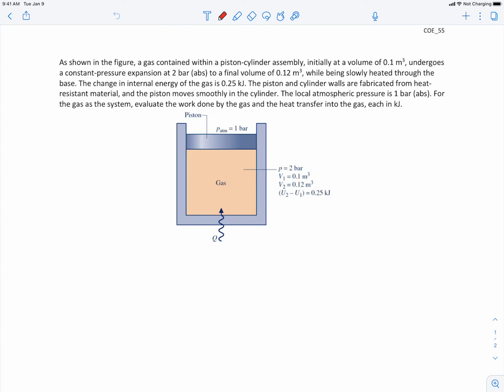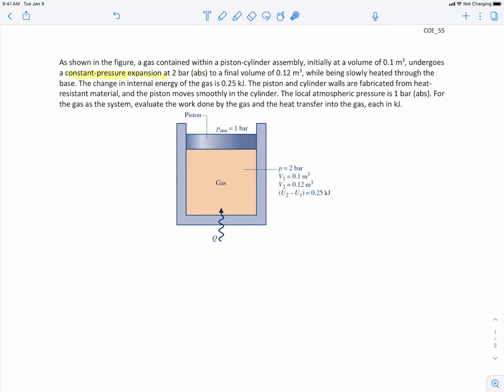We're told here that we have a gas contained within a piston cylinder assembly as shown in the image here. So here's the gas, here's the piston, cylinders, this part. And we're told it's initially at a volume of 0.1 cubic meters, but then undergoes a constant pressure expansion. So constant pressure is important here.